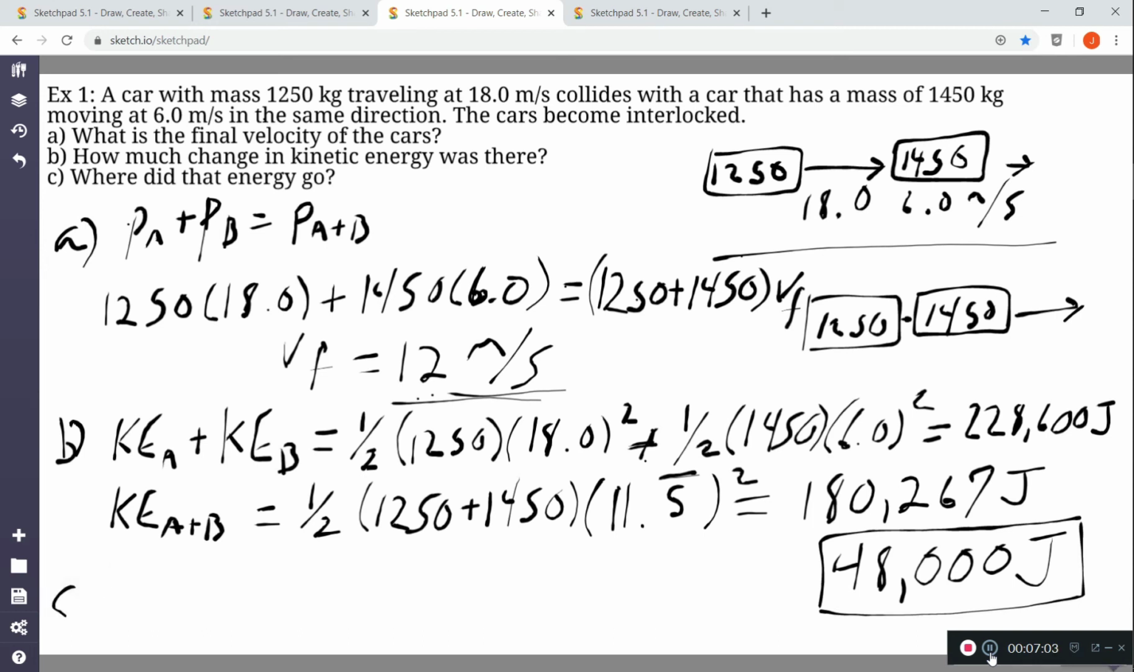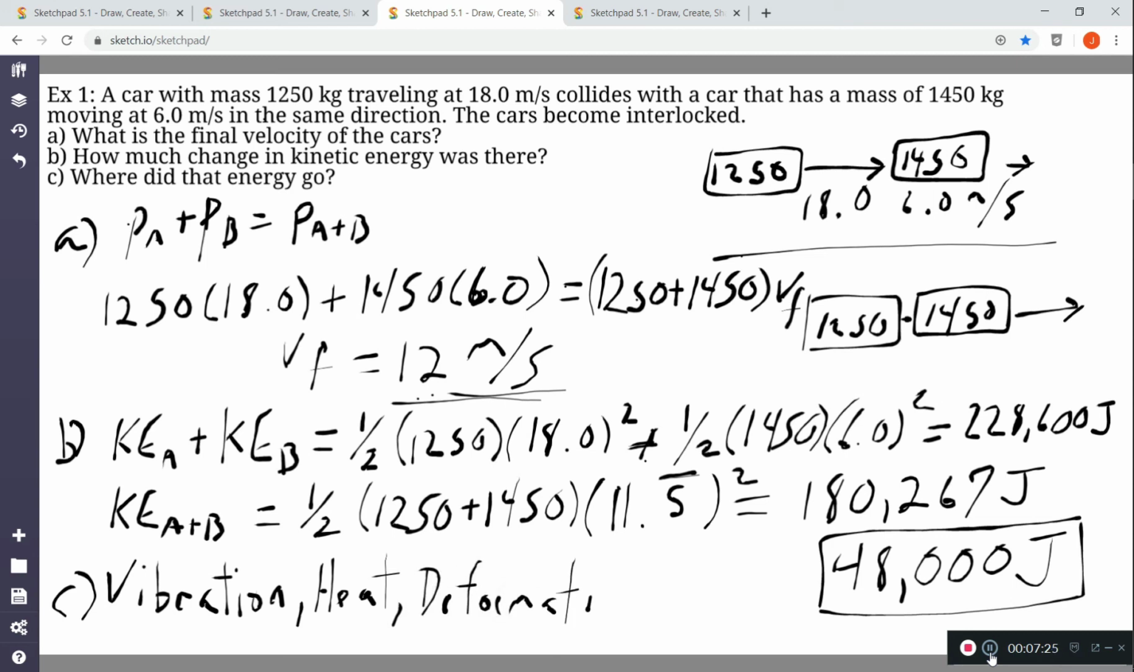So part C, where did the energy go? Three sources: vibration, which is motion that we don't really care for when we analyze systems typically; heat from frictional contact; and deformation. When two things collide, a lot of times there's deforming of the material and structure, and that is basically energy that has to be spent manipulating that object and is not spent becoming kinetic energy.